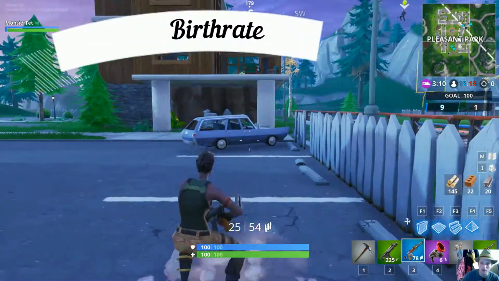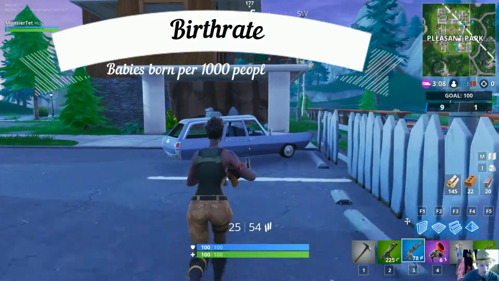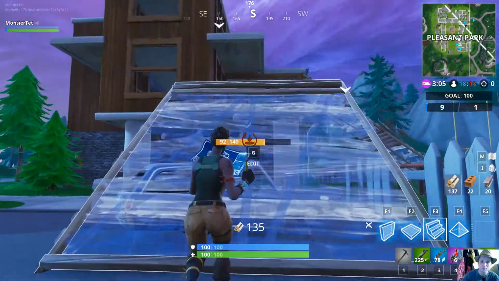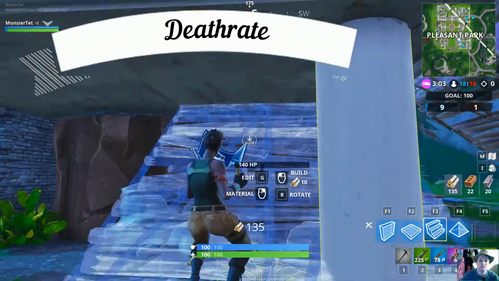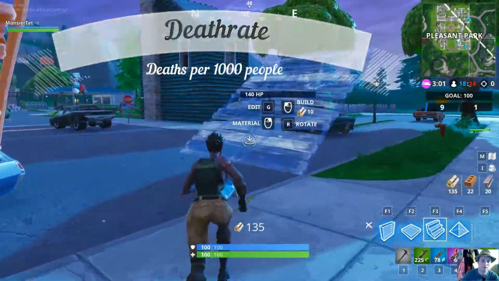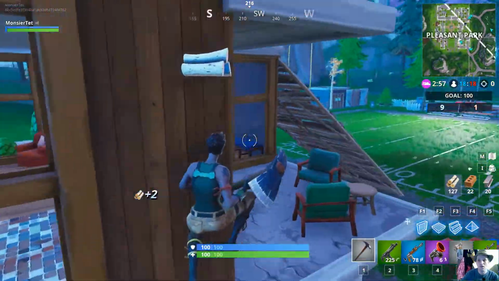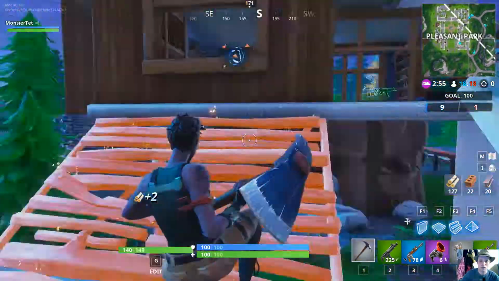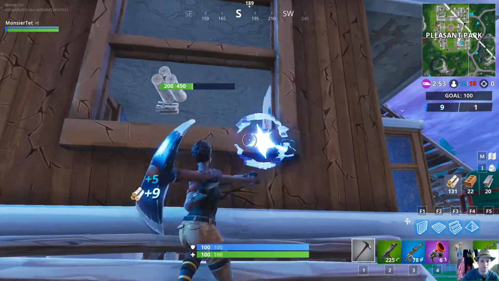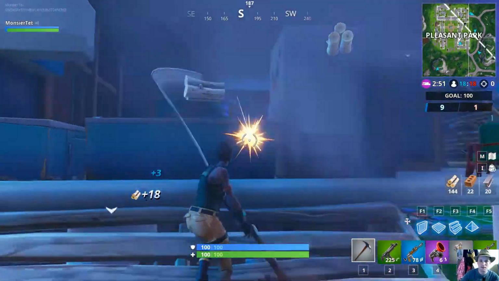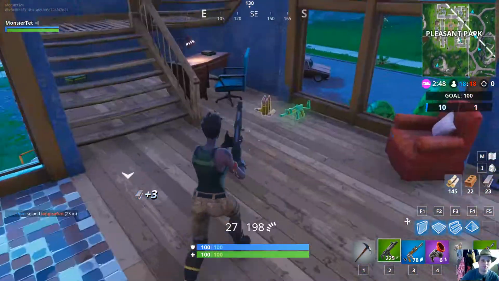Birth rate is the births per 1,000 women per year. Death rate is the deaths per 1,000 people per year. Now, death rate is very applicable to Fortnite. In your average game, the death rate is almost 100%, but it's the deaths per 1,000 people per year.